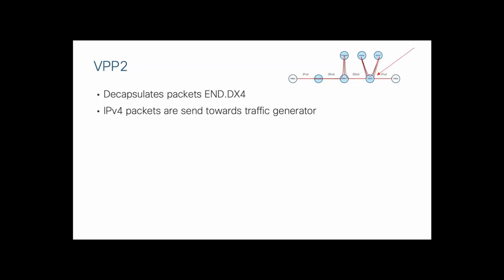The last function is End.DX4 on VPP2. This function makes sure the packet is decapsulated and the original IPv4 packet is sent towards the T-Rex interface.